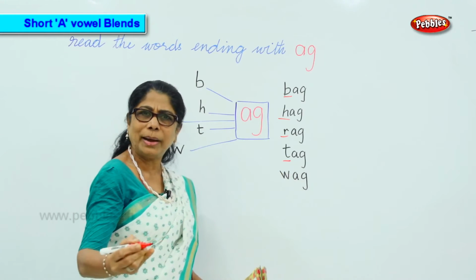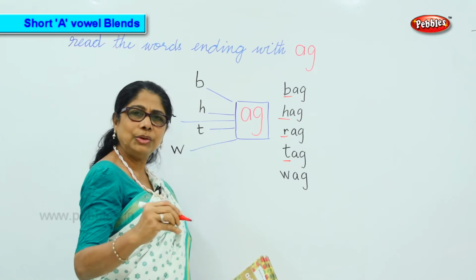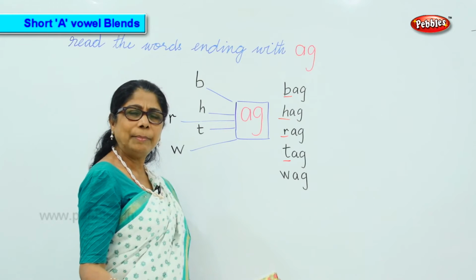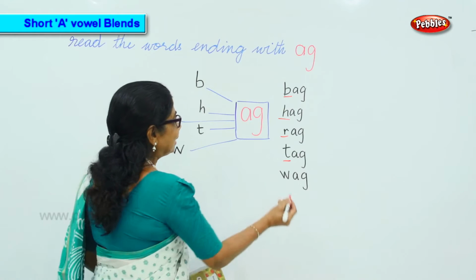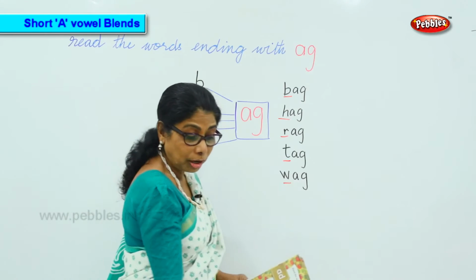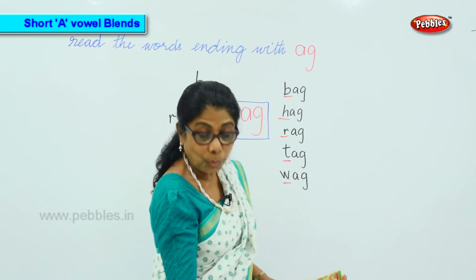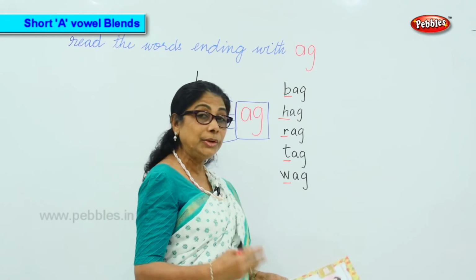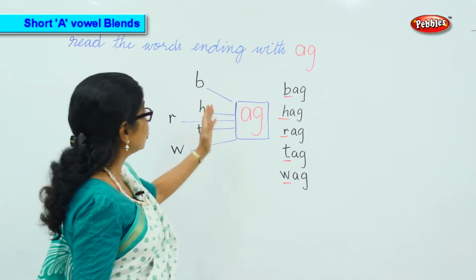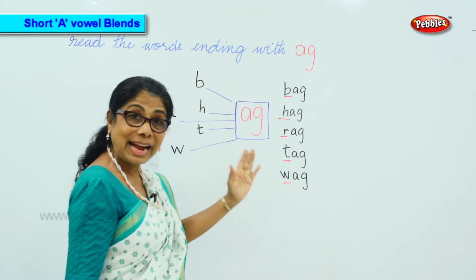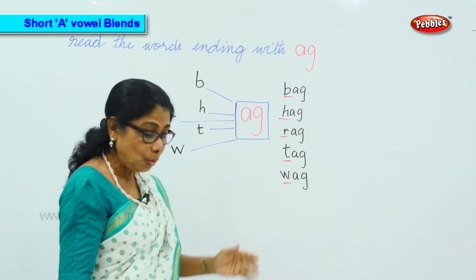Tag. Everything you buy, there is a tag. When you go to the shopping complex, shopping mall, or any department, everything you buy has a tag. And the dog. Normally, when the dog is happy, what does he do? He wags his tail. Now, we need to do some sentences. Okay. So, you say bag, hag, rag, tag and wag.